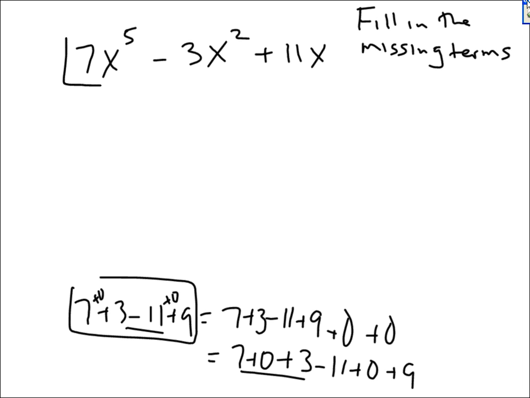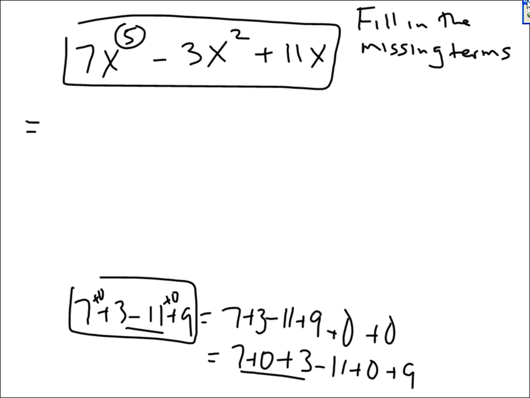The degree of this is 5. So you must have an x to the 5th. You must have an x to the 4th. You must have an x cubed term. You must have an x squared term. You must have an x term. You must have a constant term. Well, I'm looking here and only here.